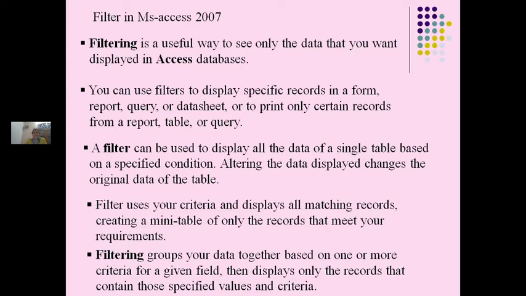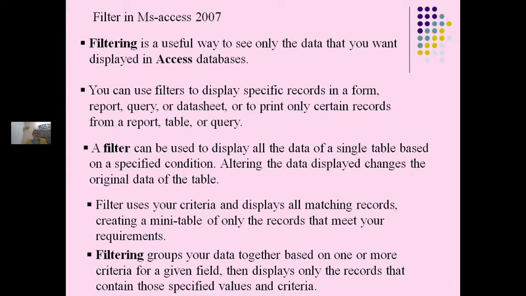You can use a filter to display specific records in a form, report, query, or datasheet, or to print only certain records from a table, report, or query. A filter can be used to display all the data of a single table based on a specific condition. Altering the data displayed changes the original data of the table. A filter uses your criteria and displays all matching records, creating a mini table of only the records that meet your criteria. Okay, here the point is clear.